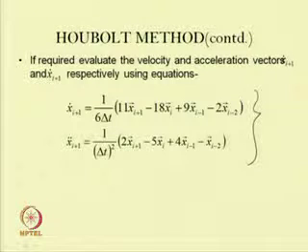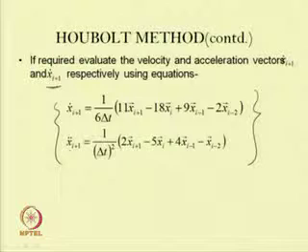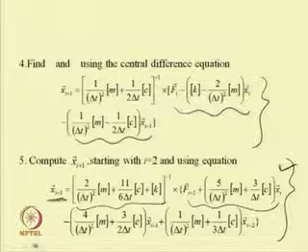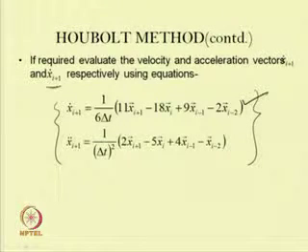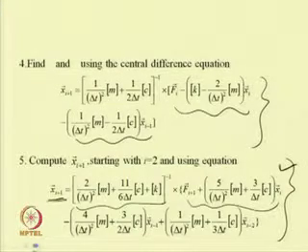So, here if required, evaluate the velocity and acceleration vector at t I plus 1. This is the velocity, this is the acceleration. So, one can use these expressions to find the velocity at I plus 1 and acceleration at I plus 1. After finding the displacement at I plus 1, one can find the velocity using this expression and the acceleration using this expression. One can obtain this expression by numerically differentiating this term x I plus 1.